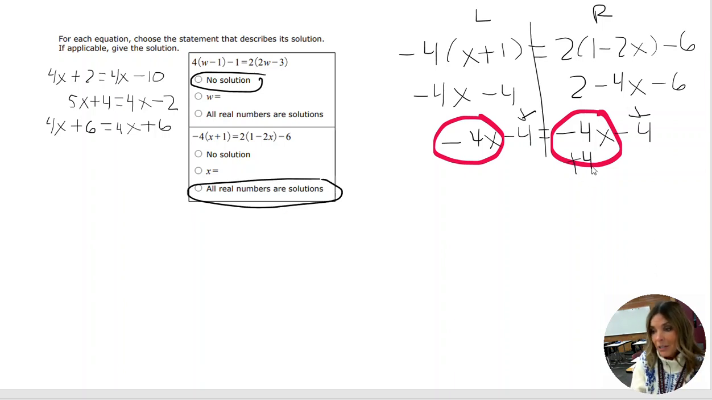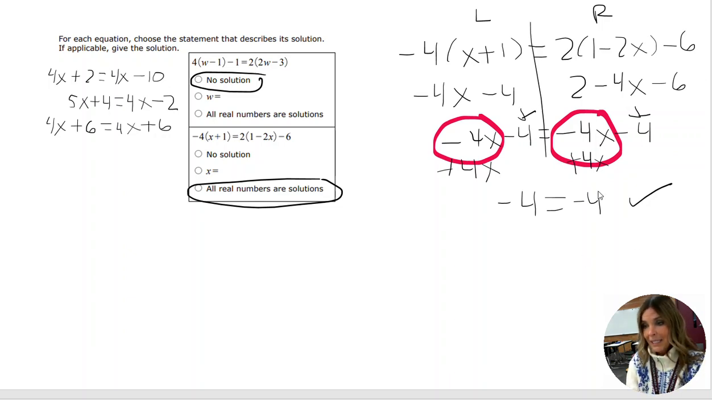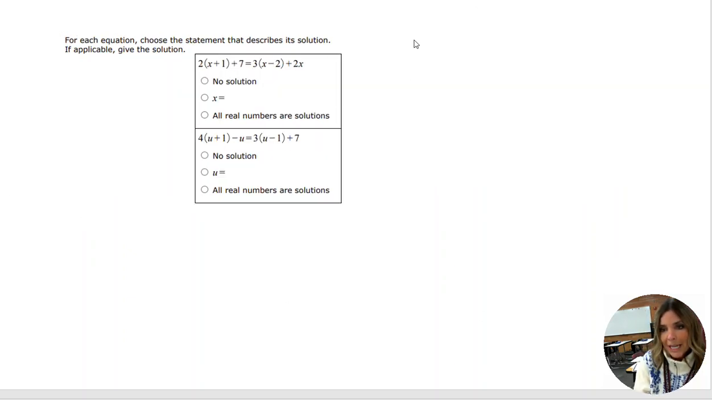And if I go to solve that even further, I'm going to end up with negative 4 equals negative 4, which is a true statement, which means that we can plug anything in for the x in our original equation and it will make it true. Okay, let's do 2 more examples.